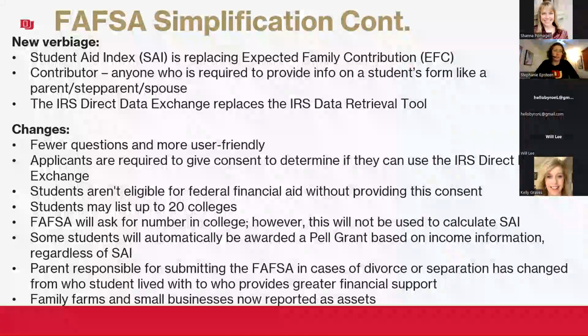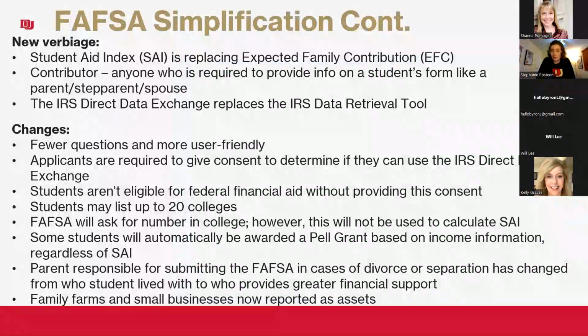We've kind of touched on this before. There's fewer questions. It's more user-friendly. I just talked about that consent to use the IRS Direct Data Exchange. And again, very important, without consent, the FAFSA cannot be submitted. One change is now students can list up to 20 colleges at one time when they submit the FAFSA. It used to be less. And FAFSA will ask for the number in college, but this is a new change. It's not used to calculate SAI.